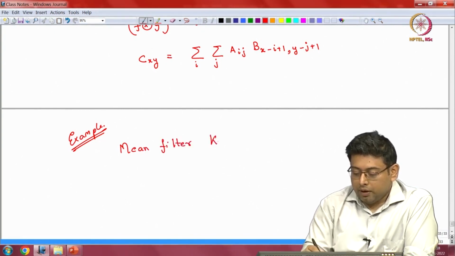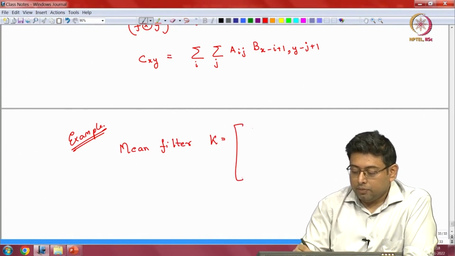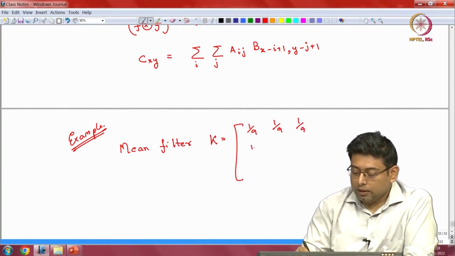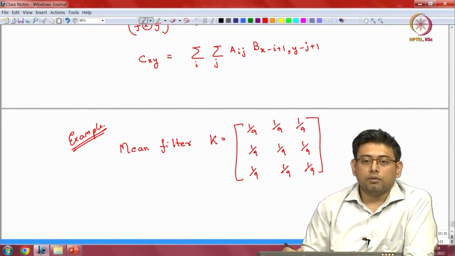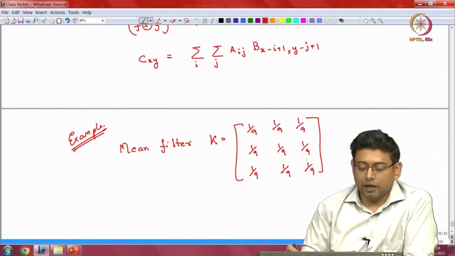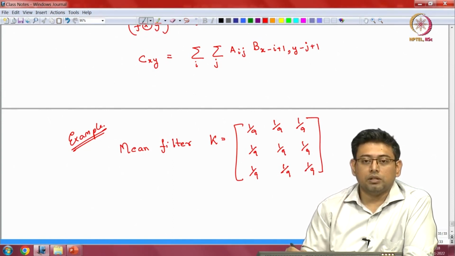So let us say there is a matrix K, and this matrix is defined as follows: all the terms in this matrix are equally distributed. So there are 9 terms, a 3 cross 3 matrix, and the weightage is distributed equally amongst all these different entries. So this is what the mean filter looks like.